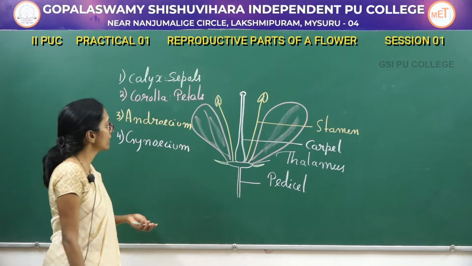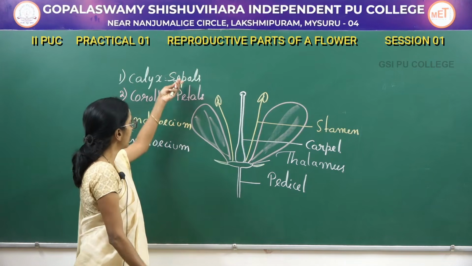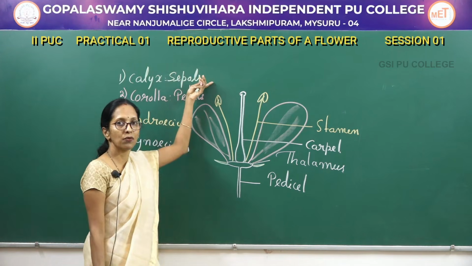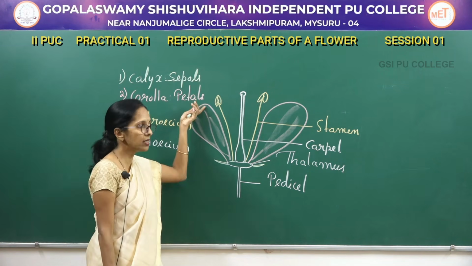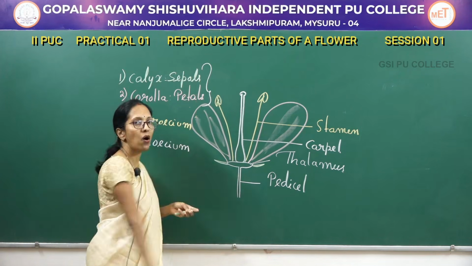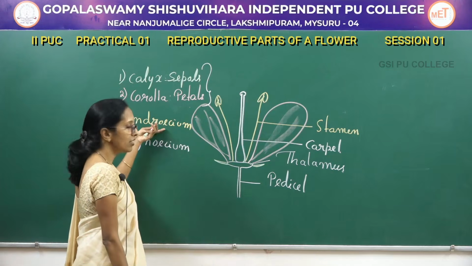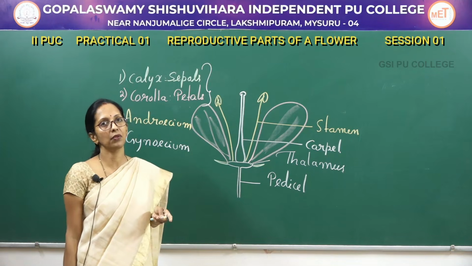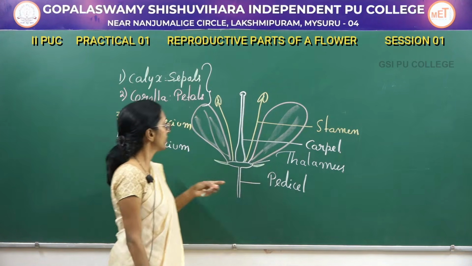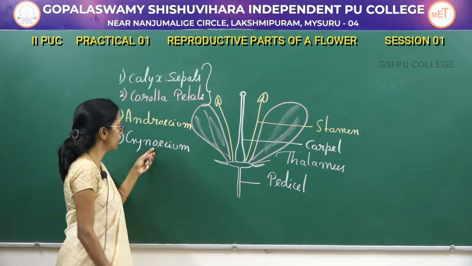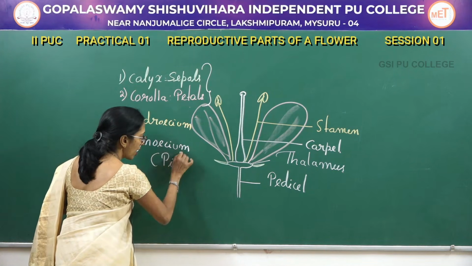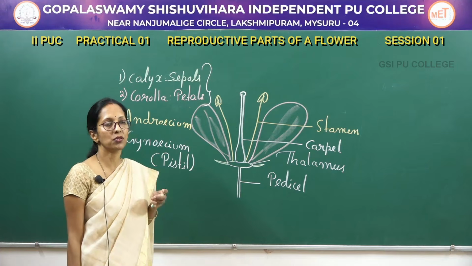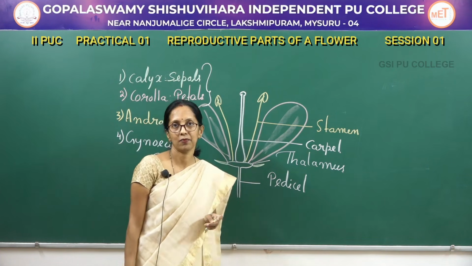So, totally a flower consists of 4 whorls: calyx, corolla, androecium, gynoecium. Calyx consists of sepals, corolla consists of petals, and these two are said to be non-essential whorls. The third whorl is said to be androecium, which consists of male reproductive units said to be stamens. Then the innermost whorl is said to be gynoecium, also known as pistil, and this gynoecium consists of female reproductive structures said to be carpels.